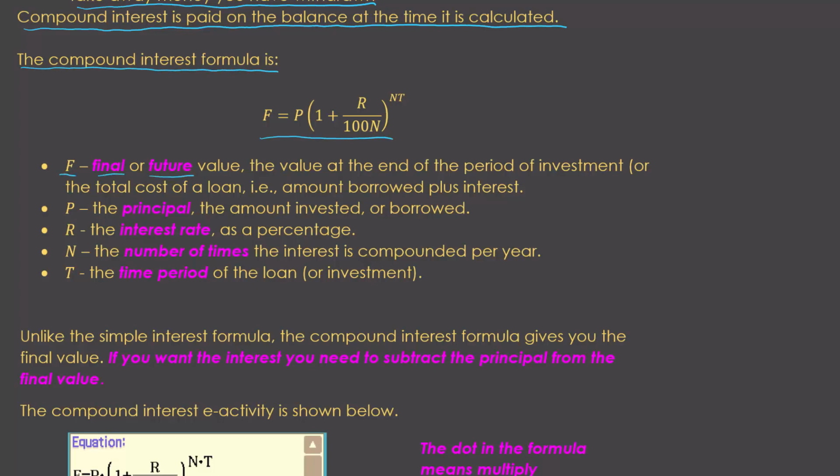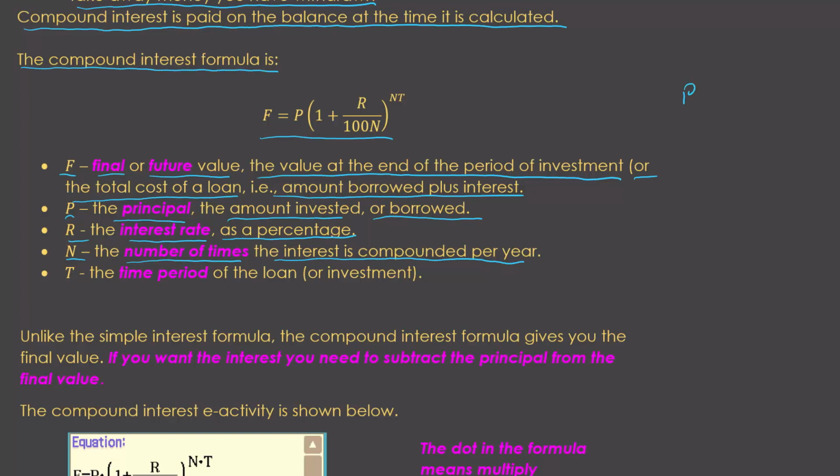F is the final or future value, that value at the end of the period of investment, or the total cost of a loan, i.e. the amount borrowed plus the interest. P is the principal, that's the amount invested or borrowed. R is the interest rate as a percentage. N is the number of times the interest is compounded per year.